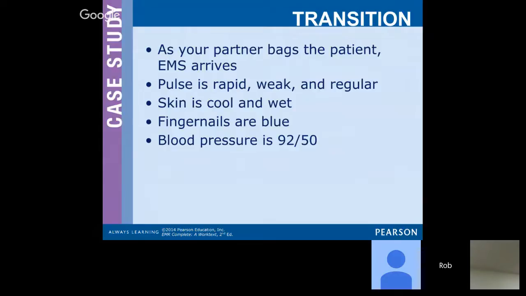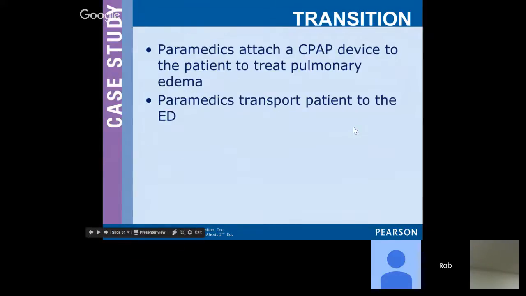So, as your partner bags the patient, EMS arrives. Pulse is rapid, weak, and regular. Skin is cool and wet. Fingernails are blue. Blood pressure is 92/50. So, good job, EMRs. You saved her life by bagging her. Paramedics attach a CPAP device to the patient to treat pulmonary edema. Paramedics transport the patient to the ED. So, yay, paramedics! You put her on CPAP.